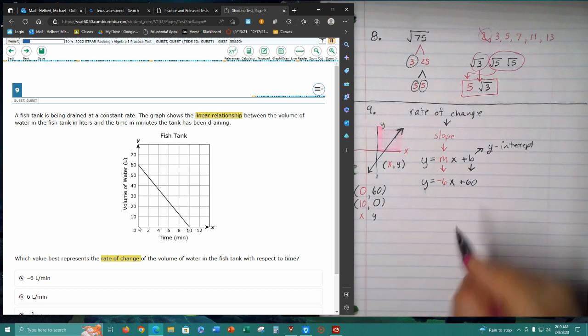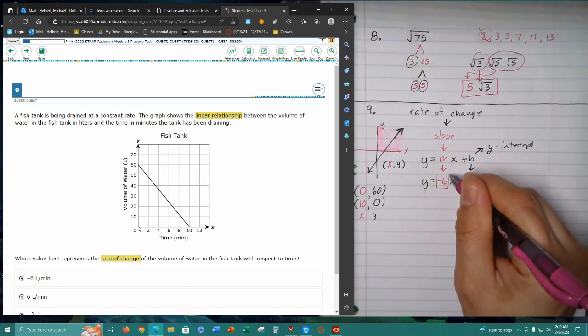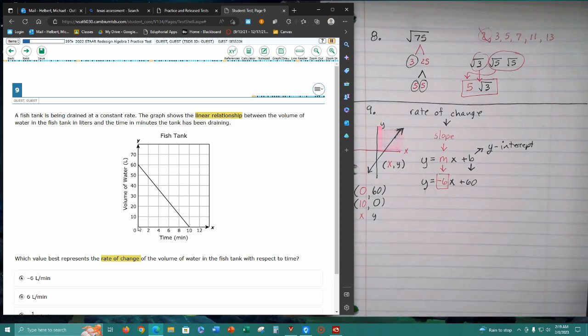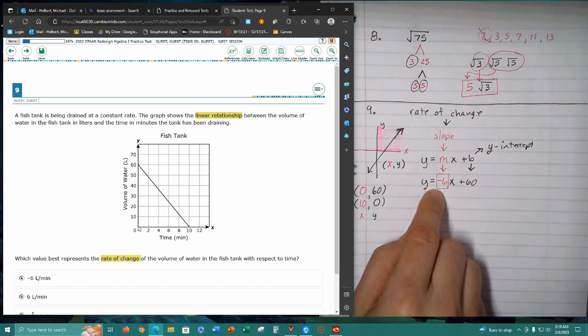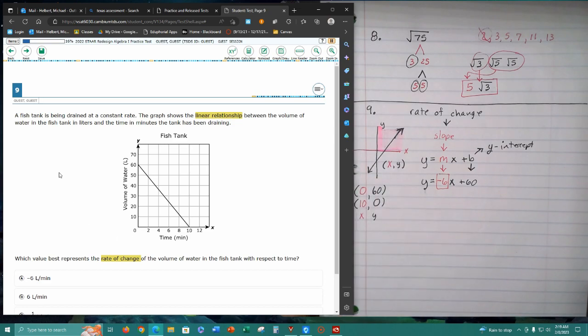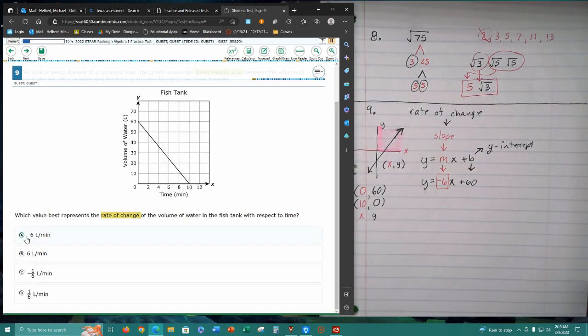So there's my equation, and my m value is negative 6. So I should be finding a rate of change, right, or a slope of negative 6. So if I go down to my answers, it looks like A is the correct answer. It says negative 6 liters per minute.